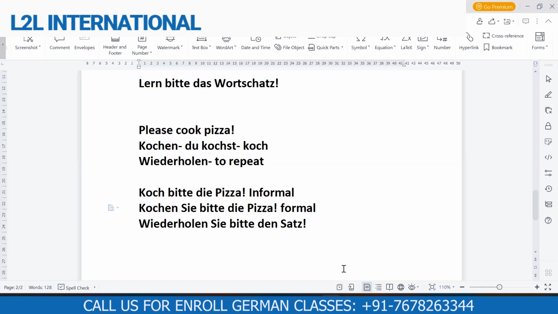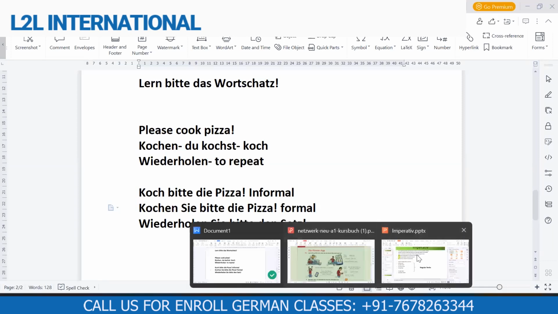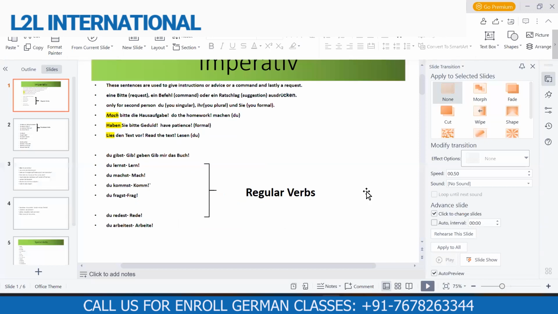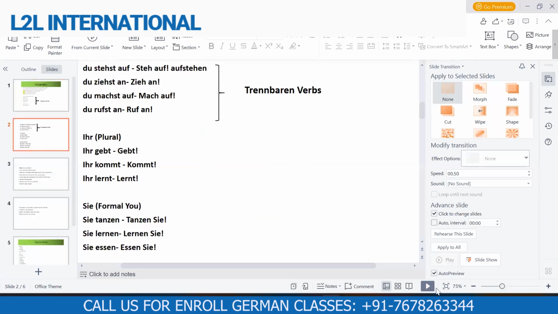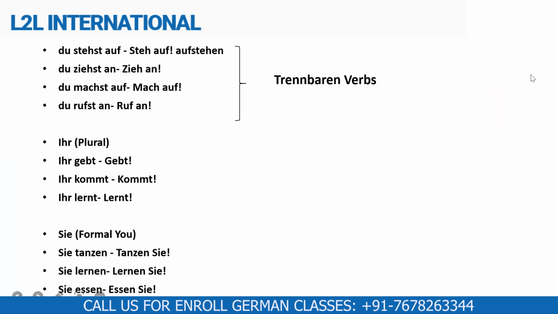The sentence. Now, let's come to the difficult part. What is in here? We'll come to this. Every verb has an imperative form. So we discussed the regular verbs, how we make it. Now you have a few Trennbare verbs here. So let's see how we make the imperative of the Trennbare verbs.